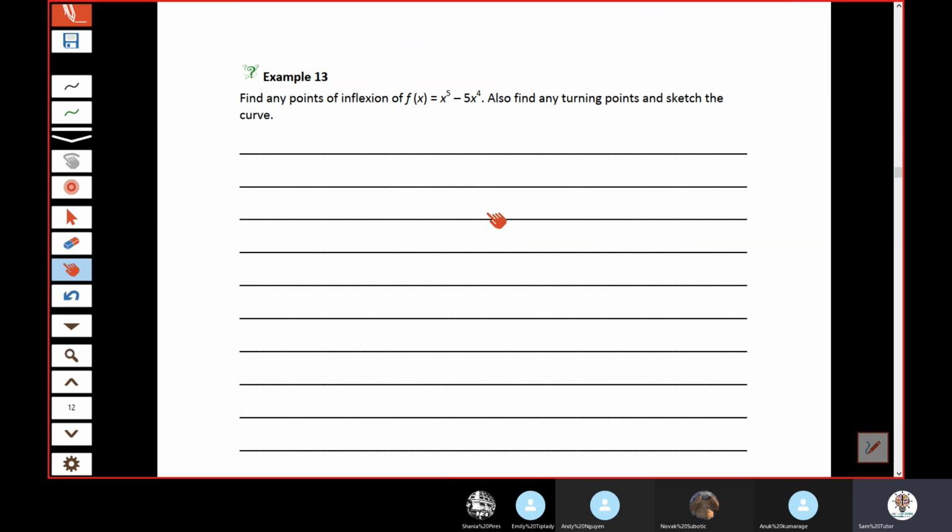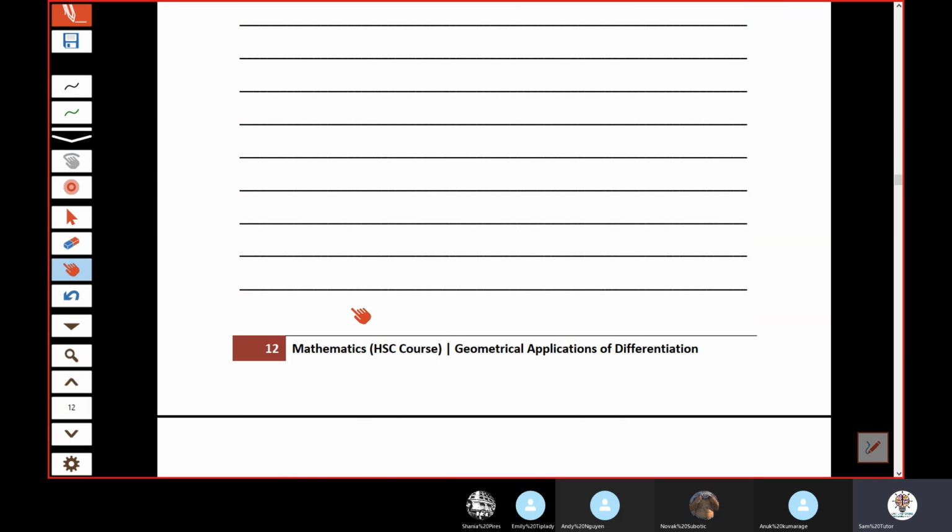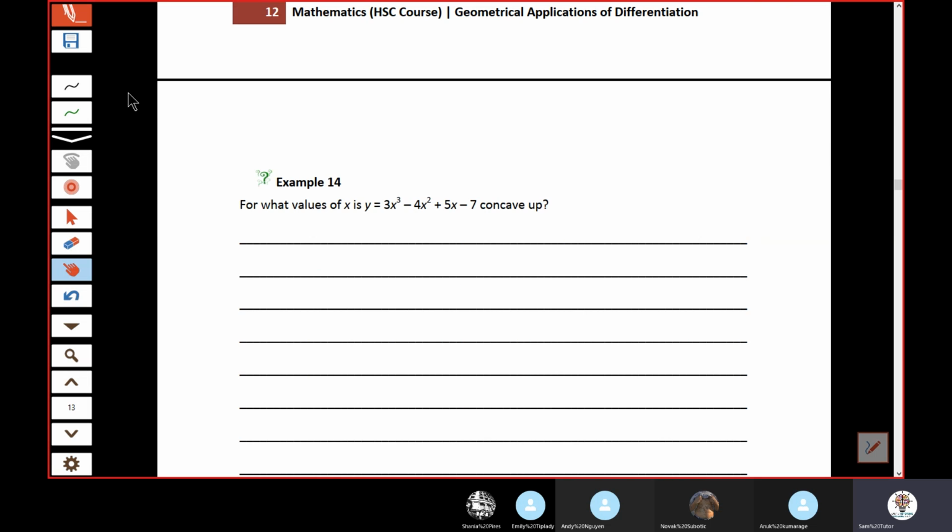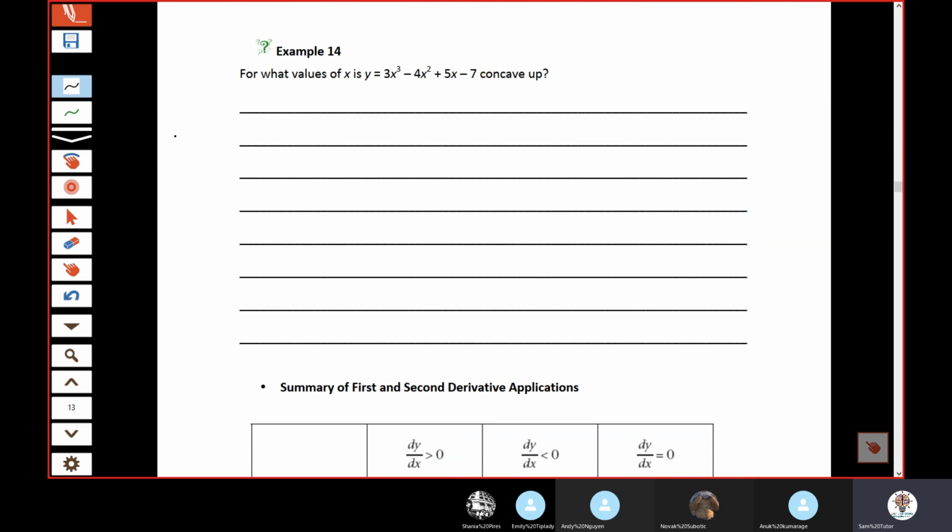I'm sure there's an HSC question coming up: find any points of inflections. We'll leave that one as homework again, or soon to be classwork, I think. Let's just see what else. Oh, yep, that one will do. That's a good question. Example 14. Again, 100% will be in your exam.